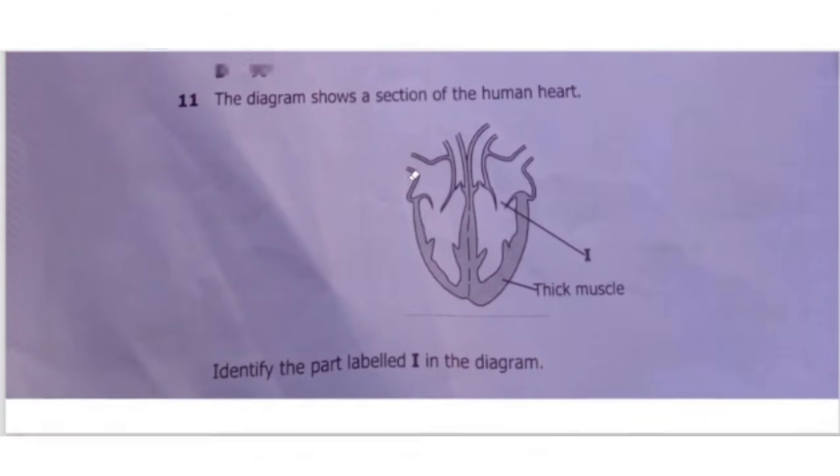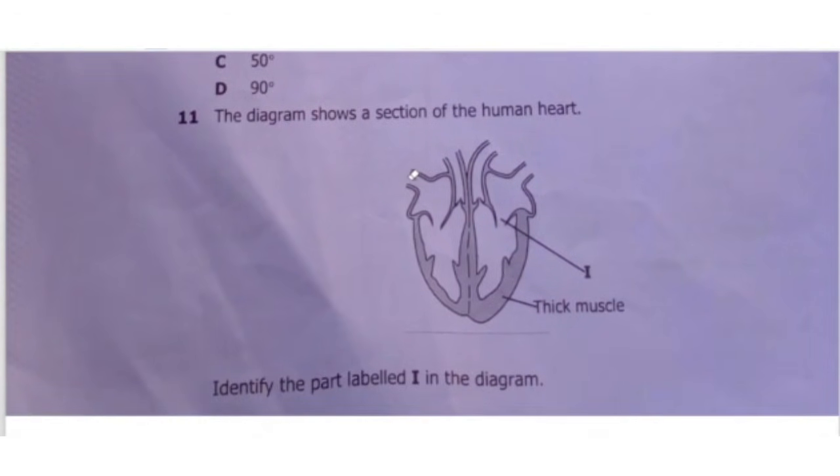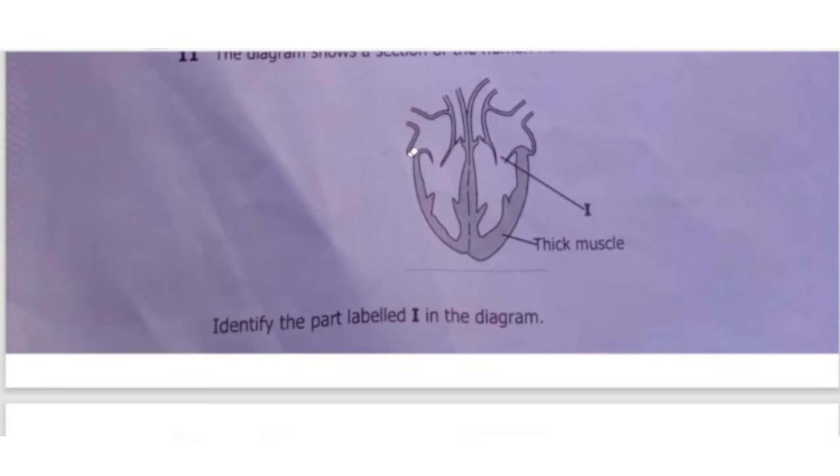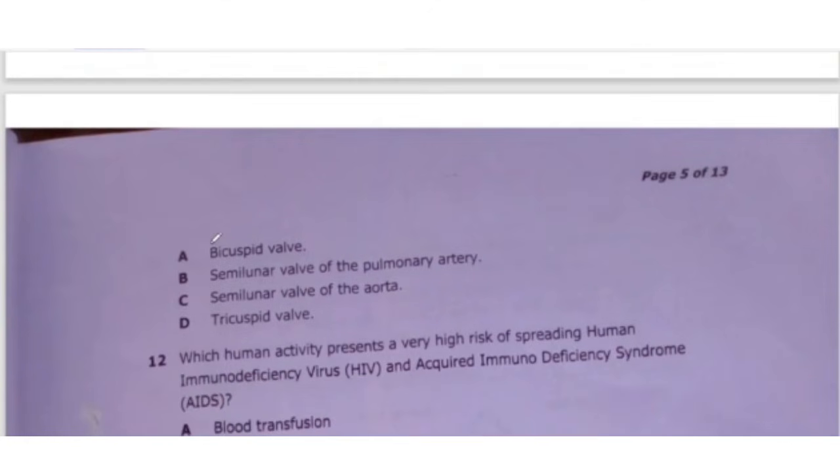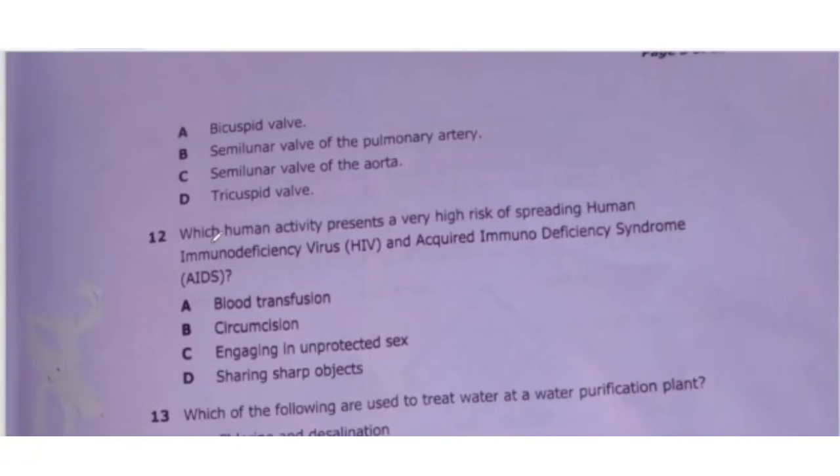Okay, we come to this one. The diagram shows a section of the human heart. The question is, identify the part labeled I in the diagram. So they want us to find this part labeled I. This part is called the bicuspid valve.